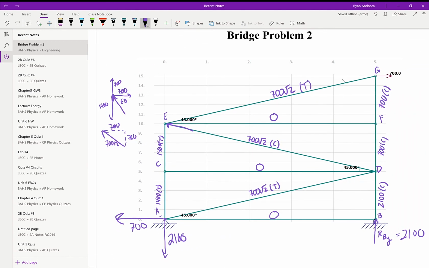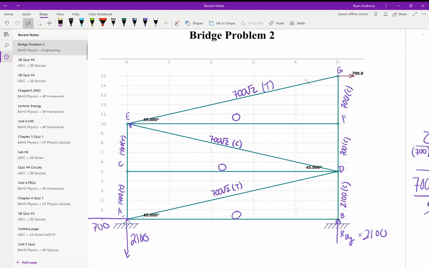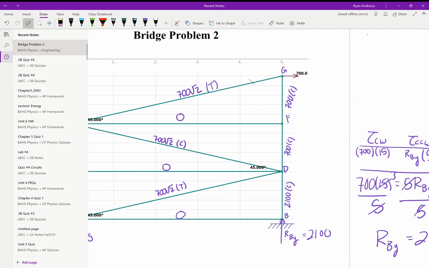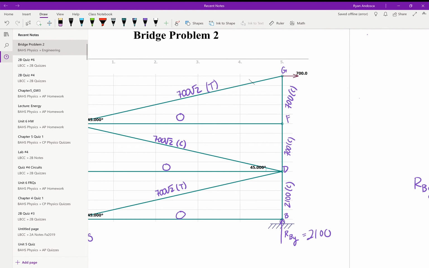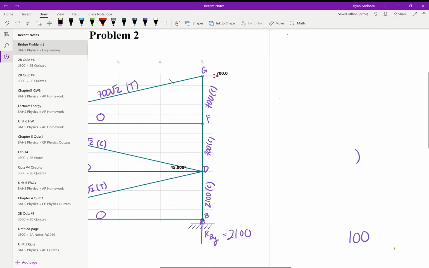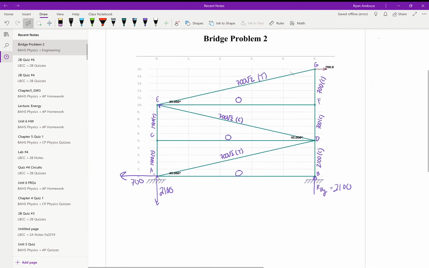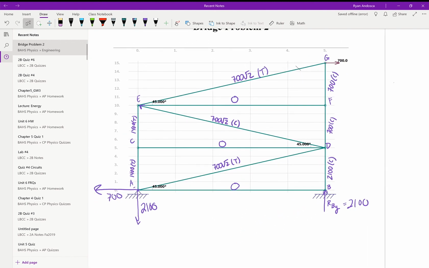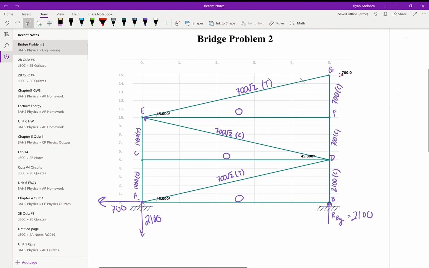All right, so let's clean that up. This is our full and complete answer. Sorry, let me get rid of all this stuff on the side so I can zoom out for one last look. All right, this is our full and complete answer to bridge problem 2. Please let me know if you have any questions remaining, and I'll see you in the next video.